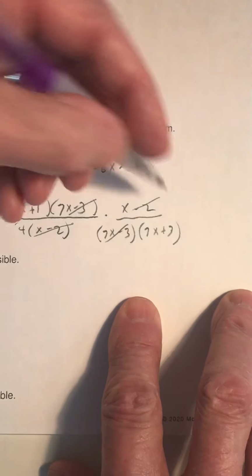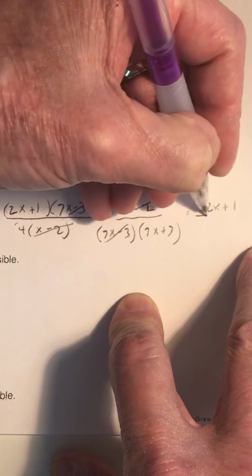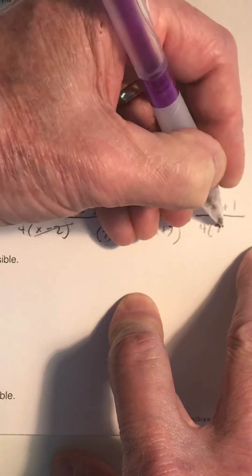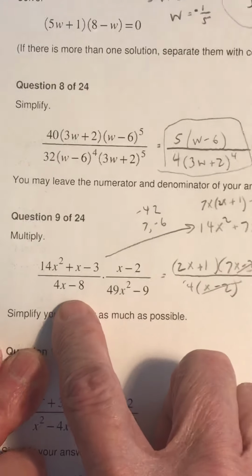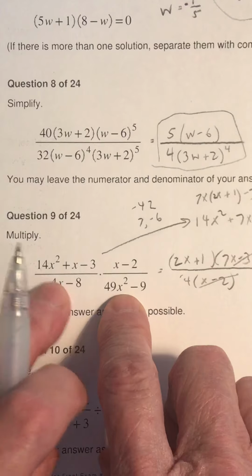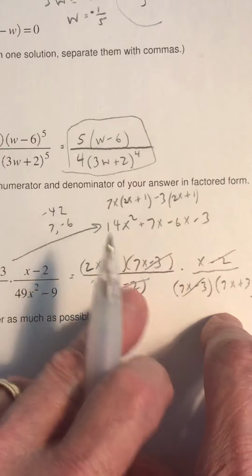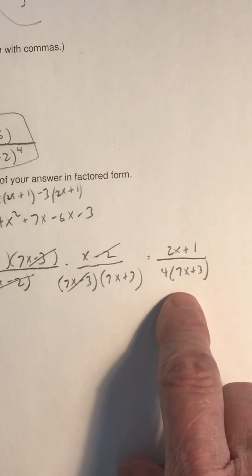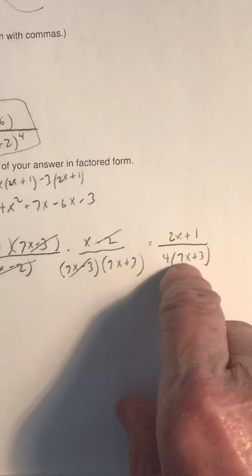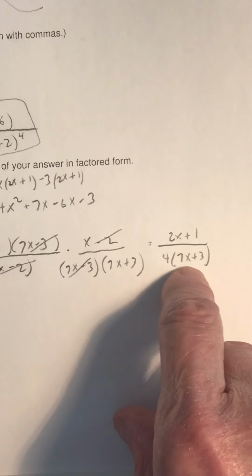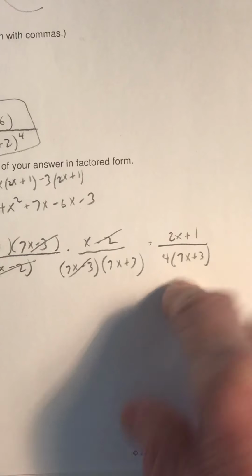Let me write that a little more compactly and neatly over here. 2x plus 1 over 4 times 7x plus 3. Again, the big picture is you have a rational expression times a rational expression of this heft. You want to factor everything first and look for perfect matches to be able to cancel, and then you get a reduced fraction. There's now no way to reduce this. There's nothing that divides evenly into 2 and 1 and 4, or the 7x plus 3.